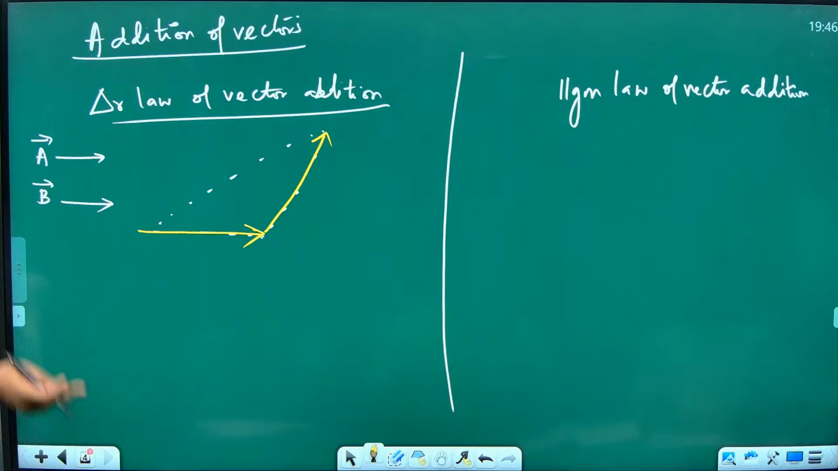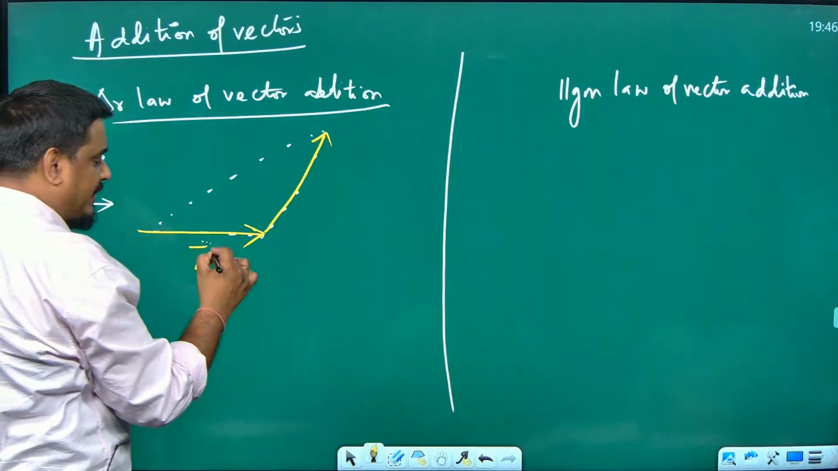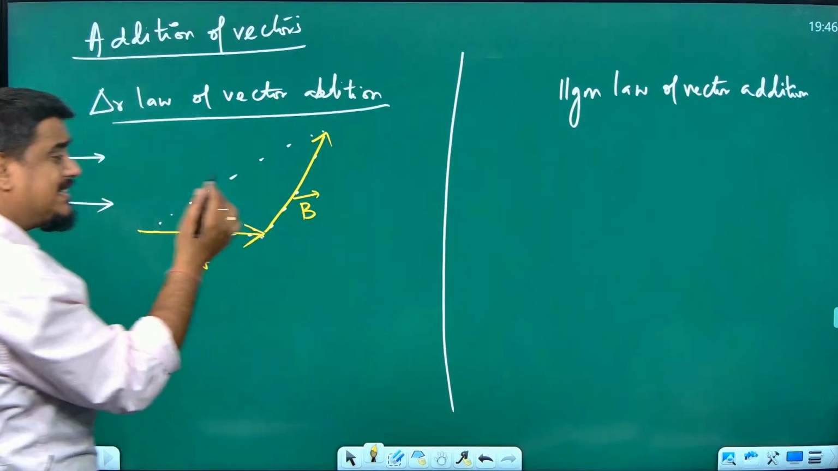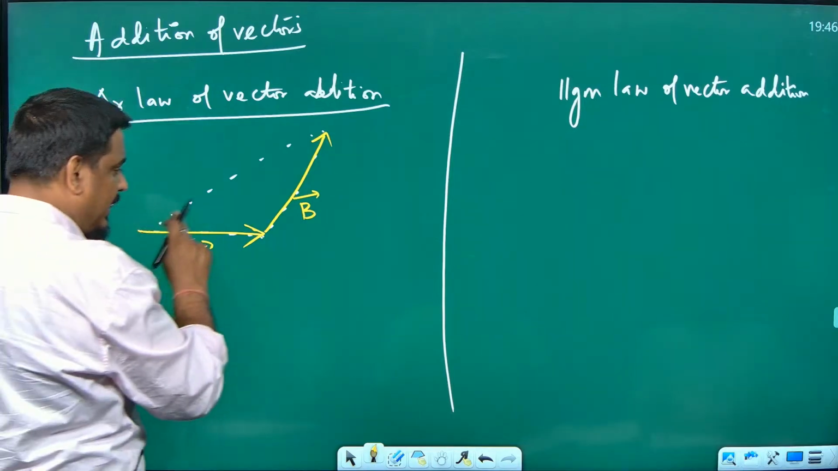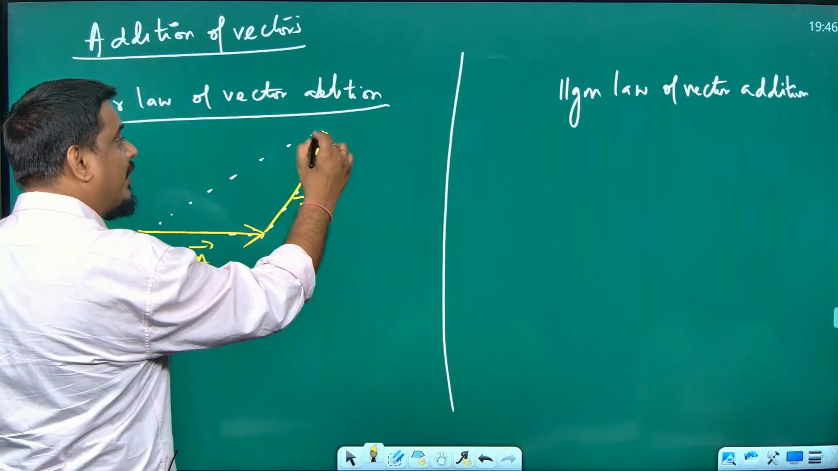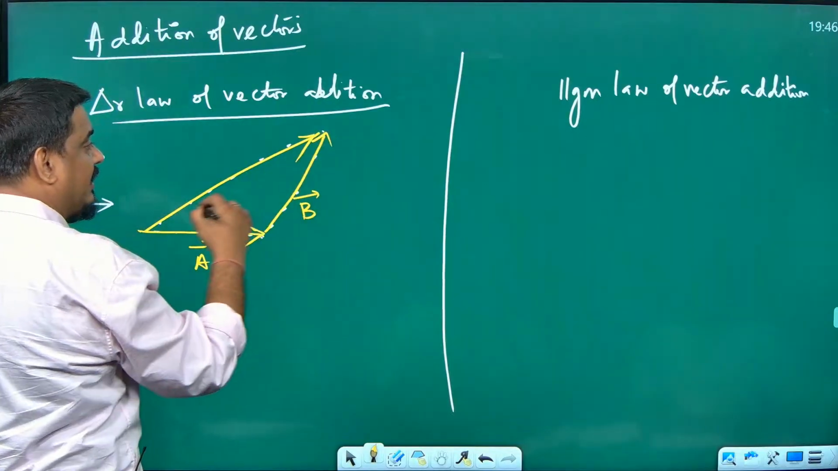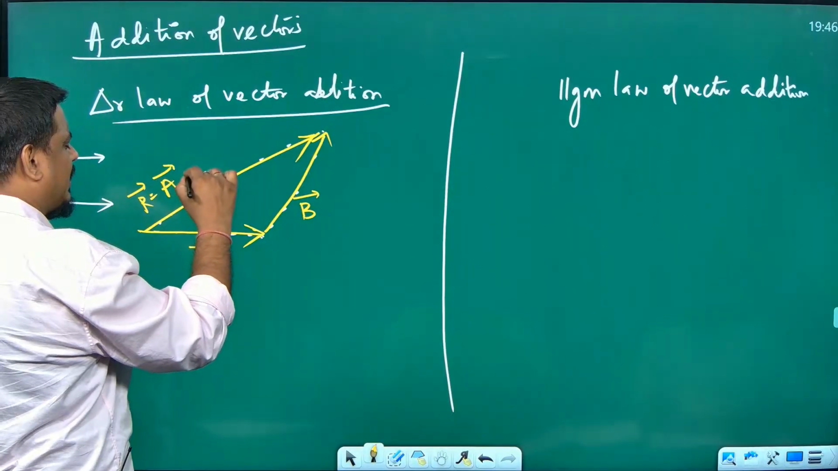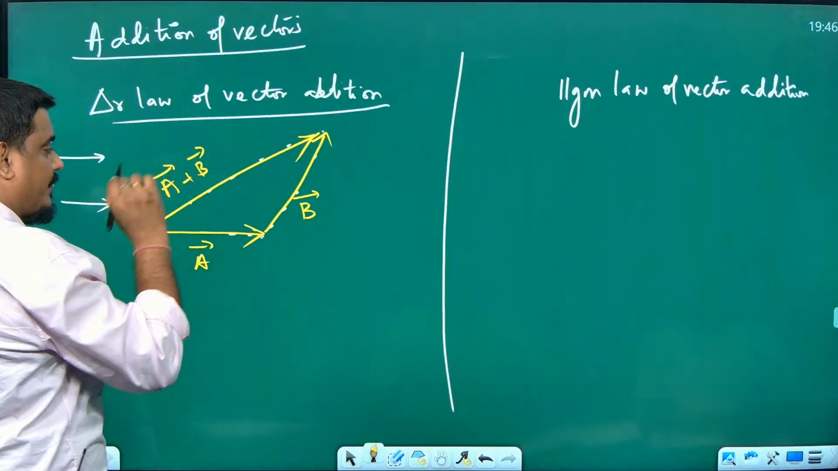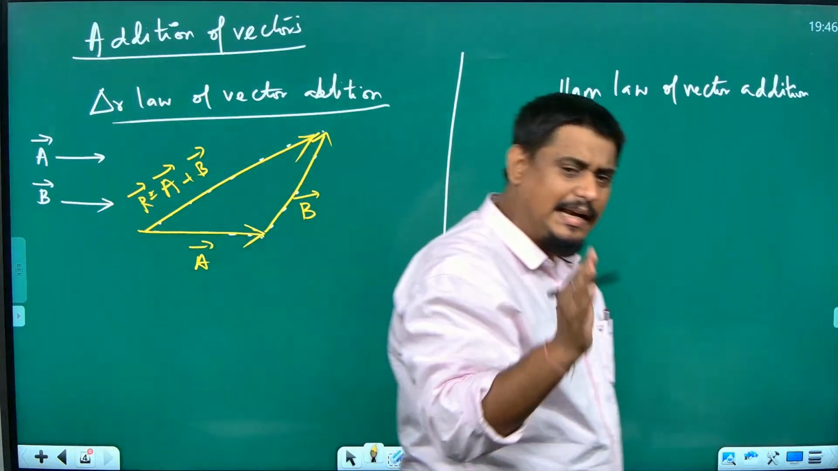Suppose this is A vector and suppose this is B vector. Then the closing side of the triangle, kept in the opposite order, gives the resultant of A and B, that is, the addition of A and B. So here: tail, head, head, and now head and tail. This will give you the resultant, which is equal to A vector plus B vector. Very simple.